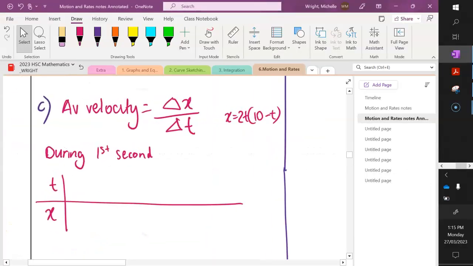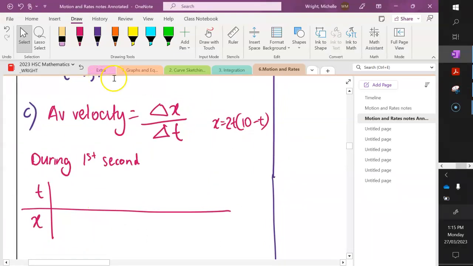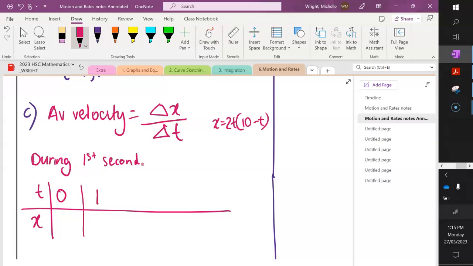So to answer this question, here's some bits of information that I need. I know that my average velocity is my change in my displacement over my change in my time, and I want it during the first second. So I want to have a look from time equals 0 to time equals 1. So before the first second, I was at time 0, and right to the end of the first second, I'm looking at time is equal to 1. So when time is 0, I end up with x is 0. That means I'm at the starting point, I'm at the ground. That was before my ball went up into the sky.